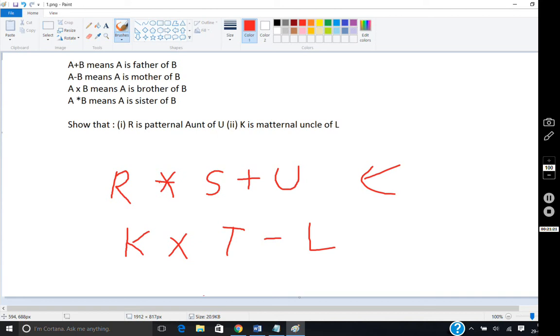So in the exam you have to assume a letter, check the options, and then you will decide which answer is correct. So friends, this is all about blood relation.